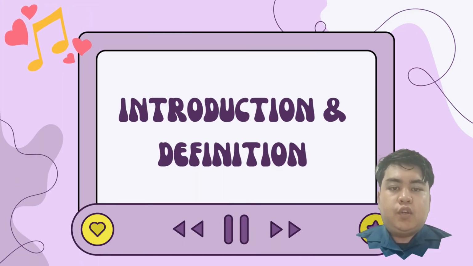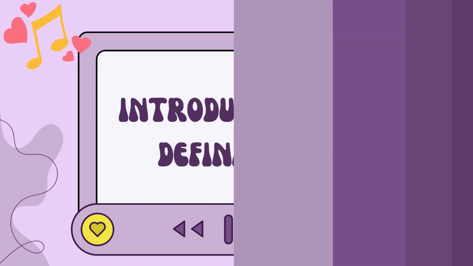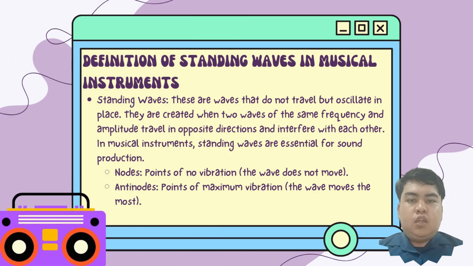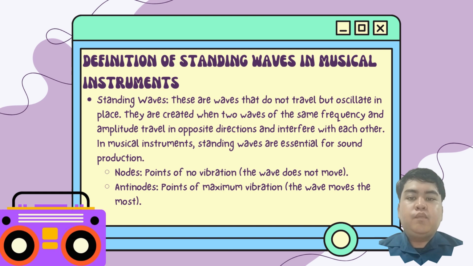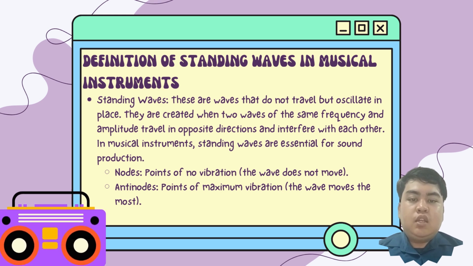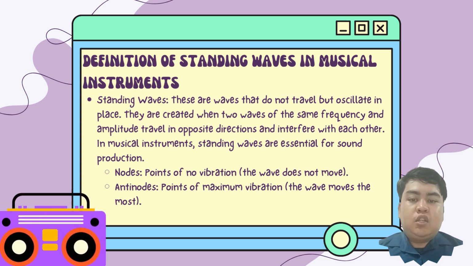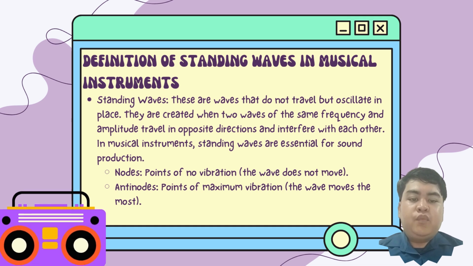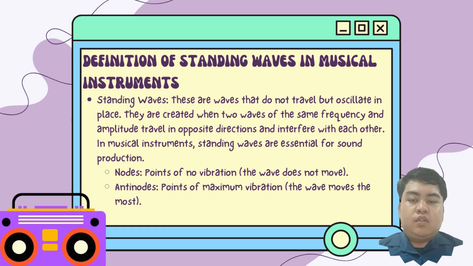I will explain about the introduction and definition of standing wave in musical instruments. So we look at standing waves. What is a standing wave? Standing waves are waves that do not travel but oscillate in place. They are created when two waves of the same frequency and amplitude travel in opposite directions and interfere with each other. In musical instruments, standing waves are essential for sound production, such as in the guitar, violin, and others.